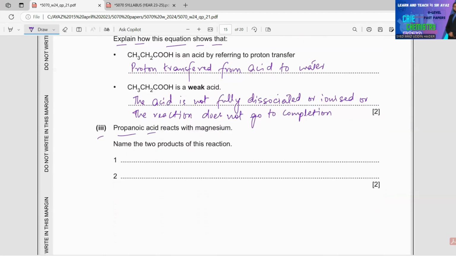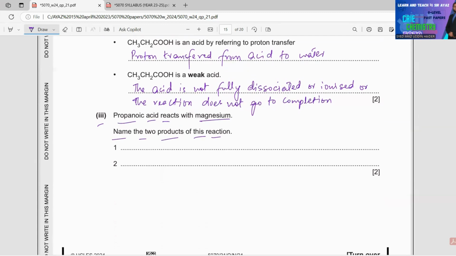Number 3, propanoic acid reacts with magnesium. Name the two products of this reaction. Now, it's a reaction between magnesium and propanoic acid. Propanoic acid is a carboxylic acid. It behaves like a typical acid when reacted with metals, metal oxides, metal hydroxides, metal carbonates. So it will definitely produce hydrogen gas as one of the products in this reaction, because when metals are reacted with acid, they will produce hydrogen gas.